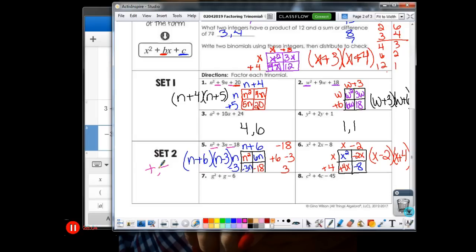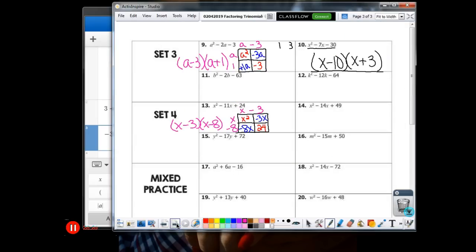So my B, when the B is positive and the C is negative, you want the bigger number to be the positive one. So my bigger factor here was 6, right? So between 6 and 3, I wanted 6 to be positive. So if the positive is first, then you want the bigger one to be positive. Now let's go to set 3. Here they're both negative, right? If they're both negative, you want the bigger number to be negative now. Okay, so if it's a negative and then a negative, you want the bigger number to be negative.